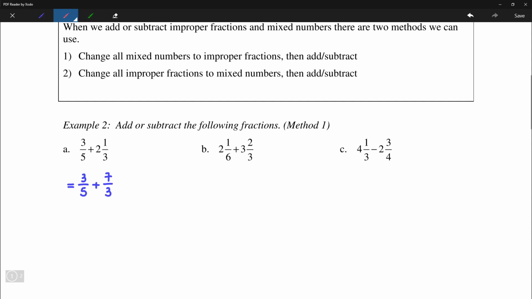Next, we are looking for the common denominator, so we can multiply by 3 in the first fraction, and multiply by 5 to both the numerator and denominator of the second fraction. After we've done that, we are going to end up with 9 over 15 as our first fraction, and 35 over 15 as the second fraction. Now we can simply add the numerators together. So 9 plus 35, of course, is 44.